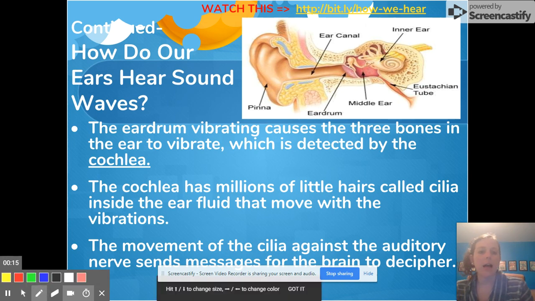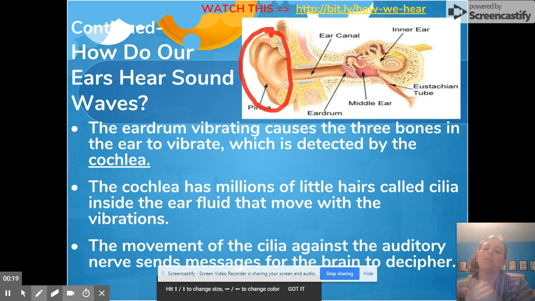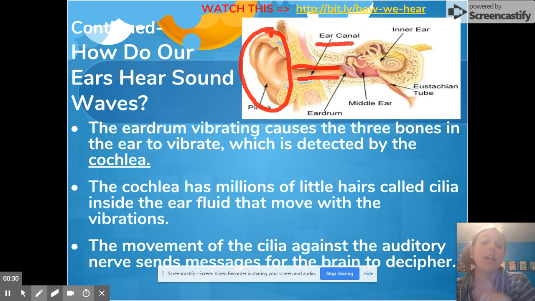So if you're looking at the diagram at the top, the outer part right here, the part that you can see, we're going to call that the outer ear. Then the first place that the sound waves actually enter the ear is your ear canal. Then the first place that actually vibrates, which is a really key question, is going to be that eardrum.